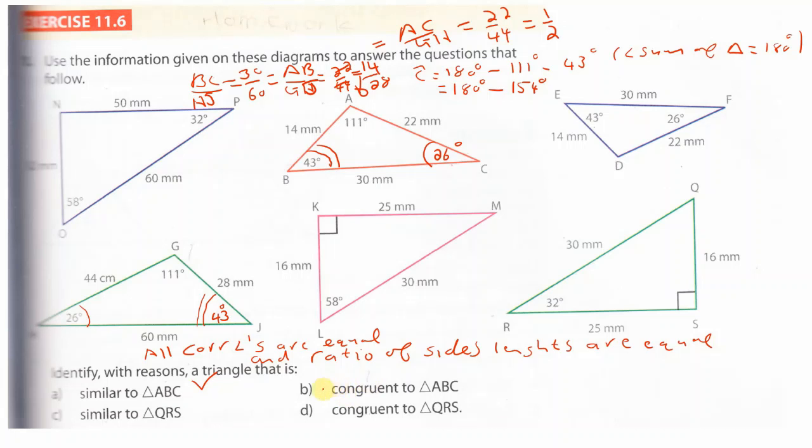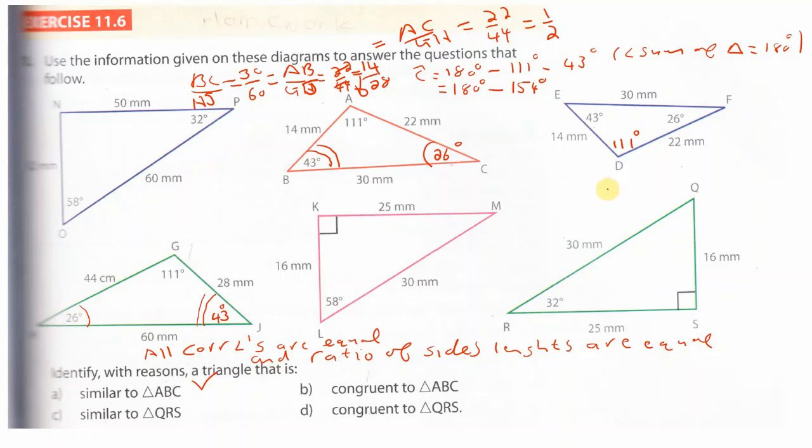Okay, so now let's focus on a triangle congruent to triangle ABC. So we still need the same shape, but now the lengths also need to be the same size, so the corresponding lengths should be the same size as well. So 43, 26, 43, 26, so this angle has to be 111 degrees.